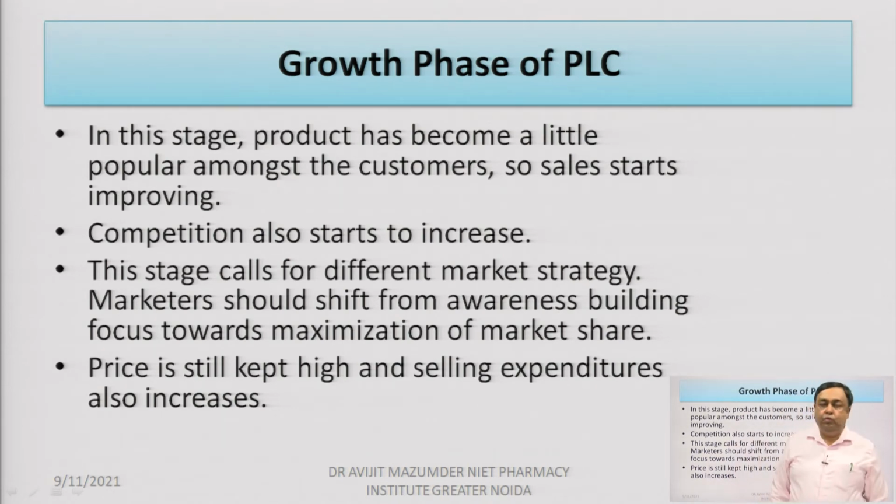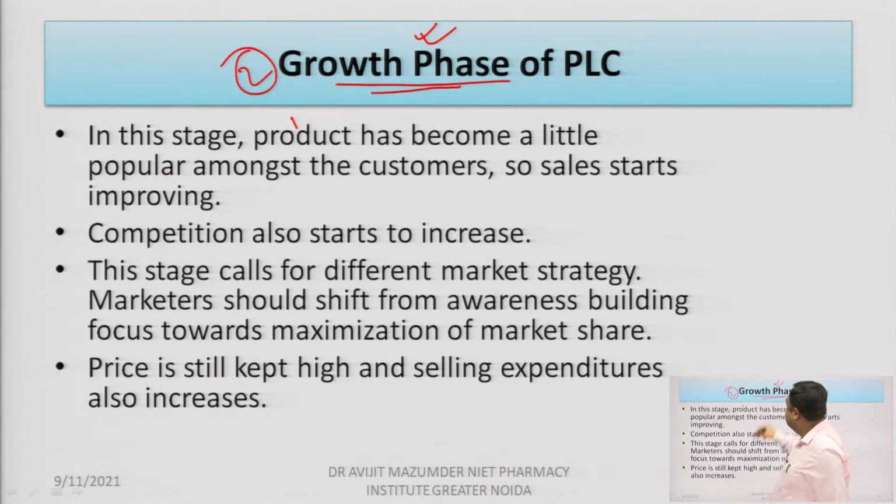Next, we are moving on to the second phase, that is the growth phase, a very, very important growth phase of product life cycle. It is the stage in which the product becomes a little popular among the customer. So, the sales starts to increase. Moment the sales starts to increase, automatically you start gaining the return on investment. Whatever money you have invested during the development of the product, gradually you try to get down.